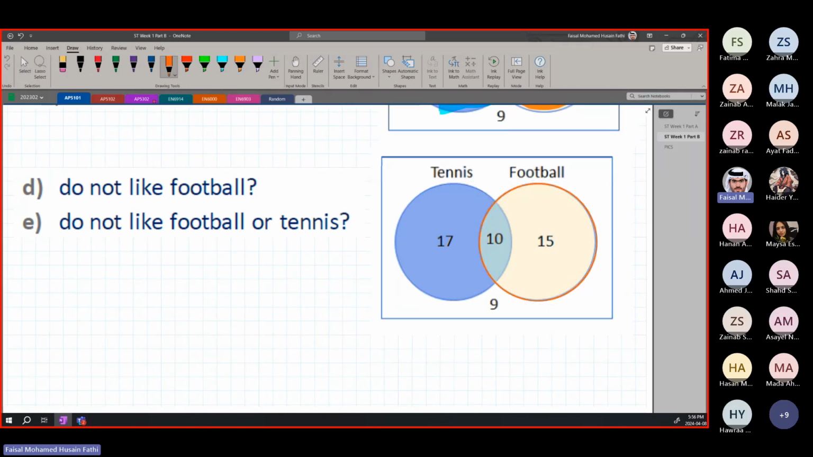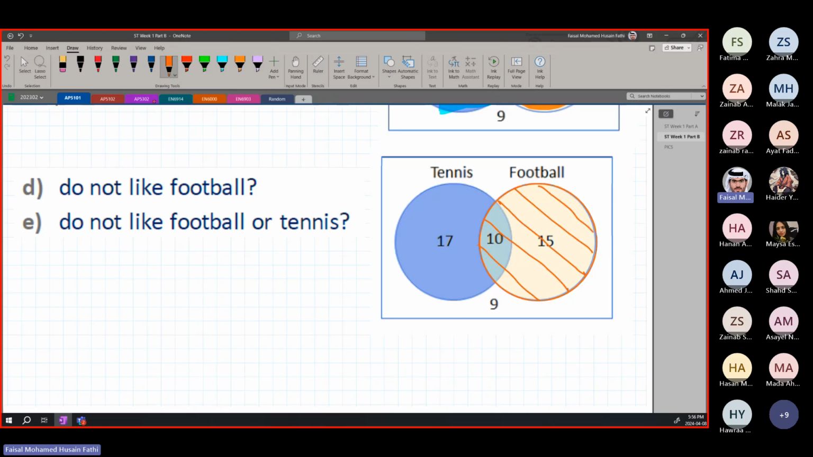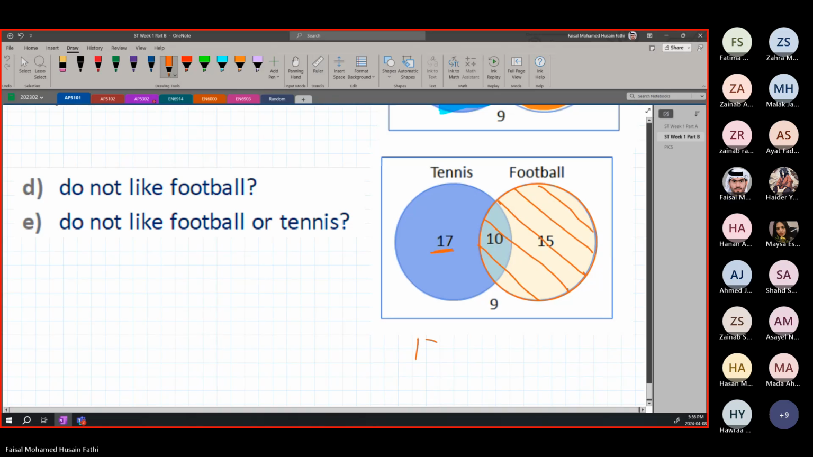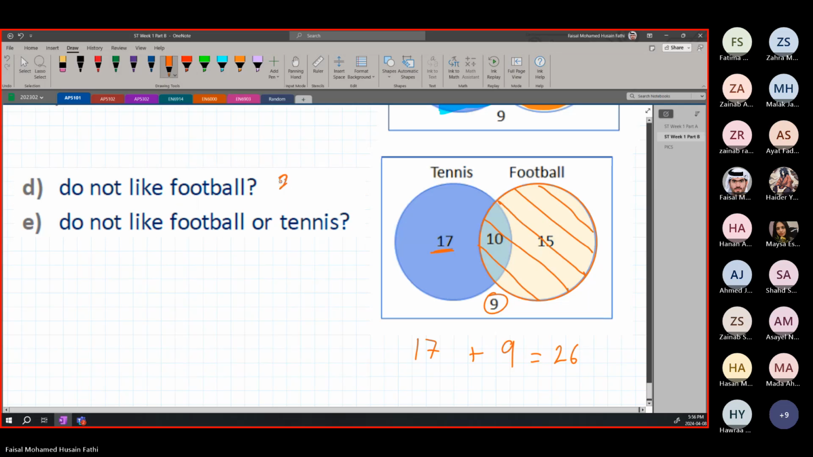So we know that everyone inside this place likes football, so we're not going to look at them. We're going to look at everybody else. Who else is outside here? It's the people that only like tennis, which is 17, plus the people that like nothing, which is 9. So it is going to be 17 plus 9 is 26. So 26 people do not like football.